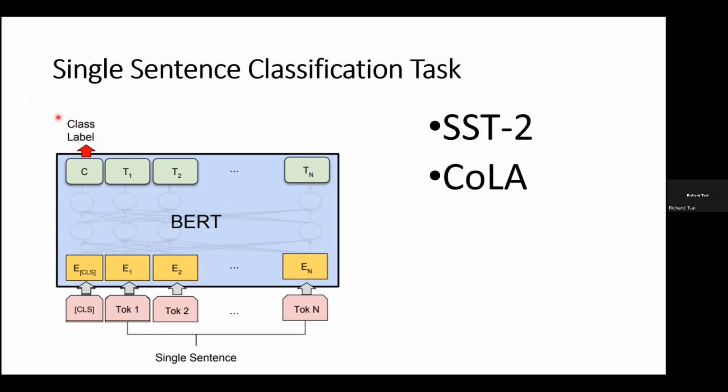The second is called Corpus of Linguistic Acceptability, CoLA. The task is to determine if a given sentence is linguistically correct or not. BERT, when configured for this task, takes a single sentence as input and assesses its grammatical correctness. These examples showcase how BERT can be fine-tuned to perform various single-sentence classification tasks.